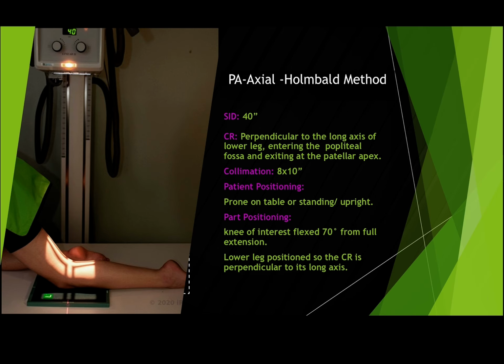So to perform our first one, the PA axial Holmblad method, we do an SID of 40. Our central ray is perpendicular to the long axis of the lower leg, entering the popliteal fossa and exiting the patellar apex. Collimation is an 8 by 10. We position the patient prone on the table or standing upright. Part position is the knee of interest flexed 70 degrees from full extension. Lower leg positioned so the central ray is perpendicular to its long axis.